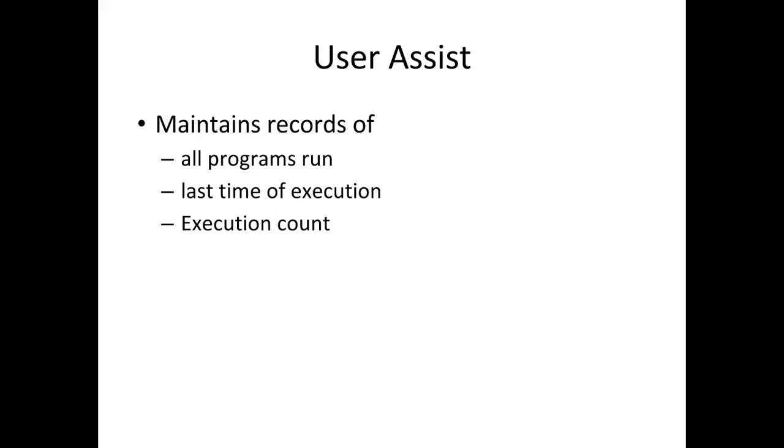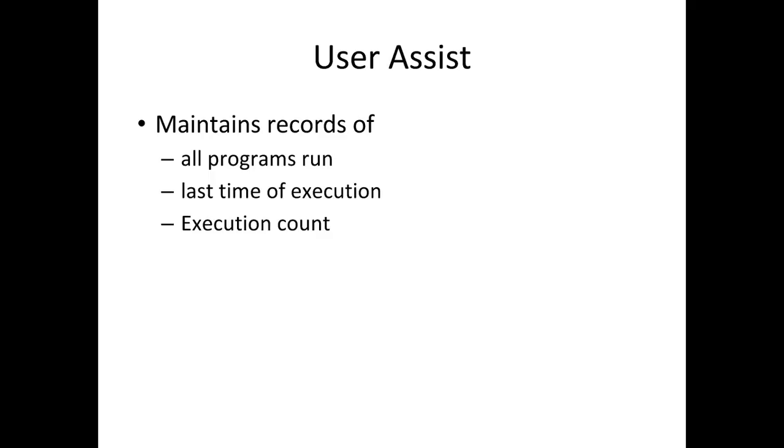There is something in the registry called user assist, and user assist is something that is there to populate the start menu of Windows system. So it maintains lists of programs that are run, the last time they were executed, how many times they've been executed, in order to give you a start menu that is most appropriate for how you work.